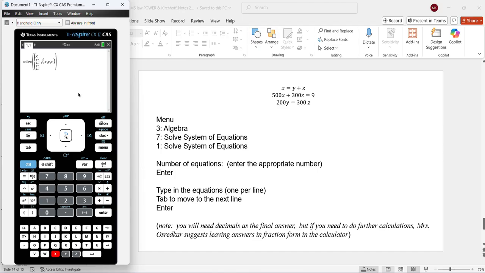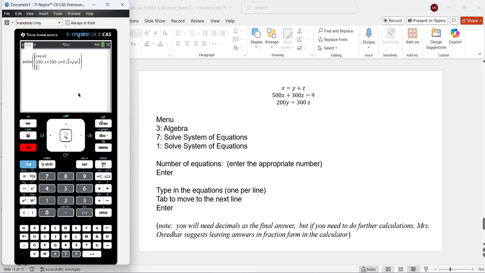I'm going to do that: x is equal to y plus z, and then you can tab or go down and enter 500 times x plus 300 times y is equal to 9. Now, if you put in a decimal point, it will give you a decimal answer. I want to use fractional answers, so I'm going to leave it alone and not put in 0.00.